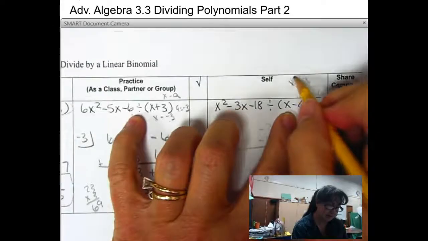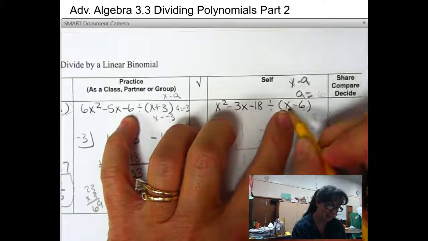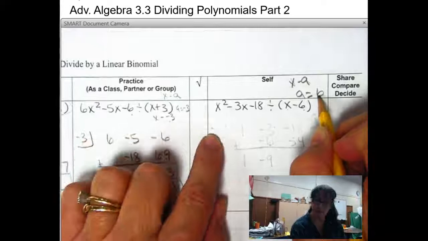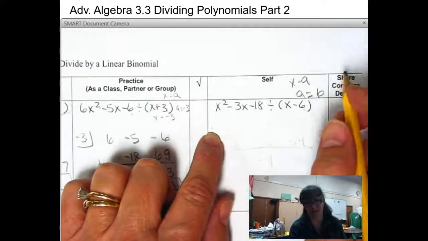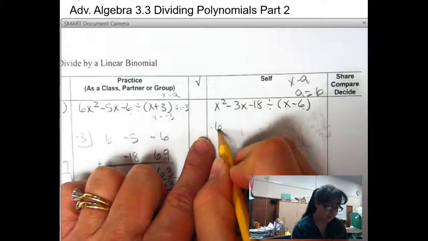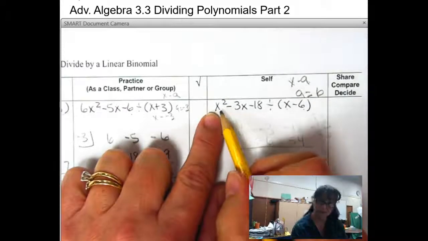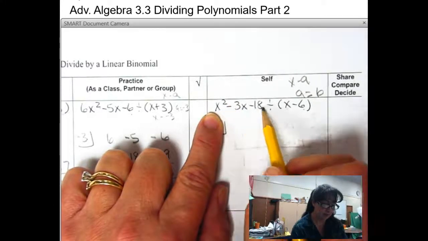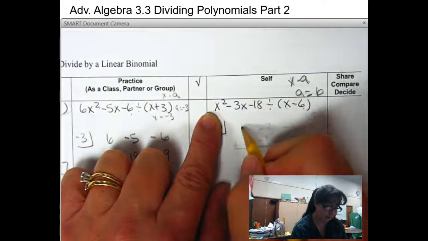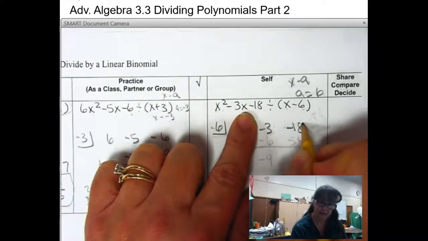So remember that this is x minus a always, and we want to find out what a is. So in this case, a is equal to 6. Okay, and I had accidentally put negative 6 here and worked it out and got something I knew could not be correct. So 6 is here, and that's our a. And then I'm going to write my coefficients. If I check x squared, x to the first, x to the 0, they're already in order and they're all there. So all I have to do is write the coefficients: 1, negative 3, negative 18.